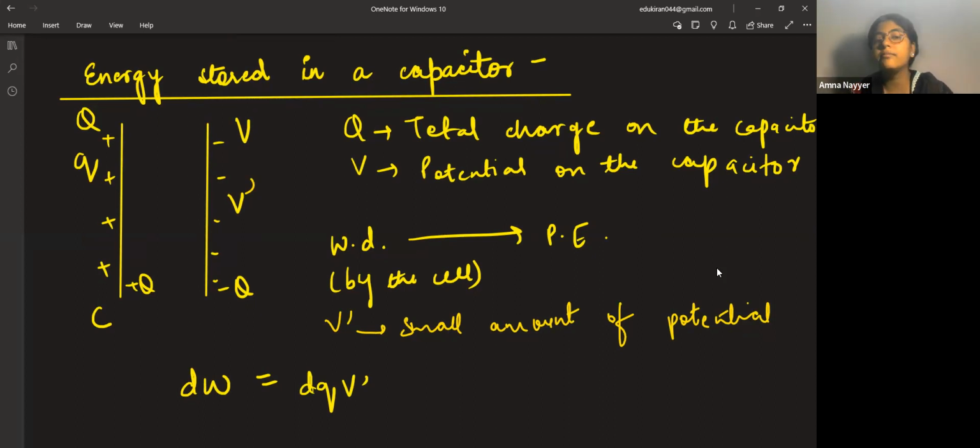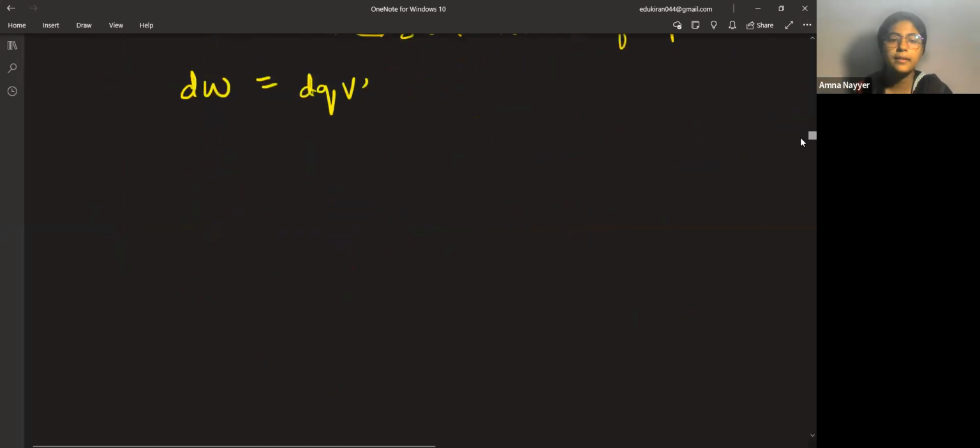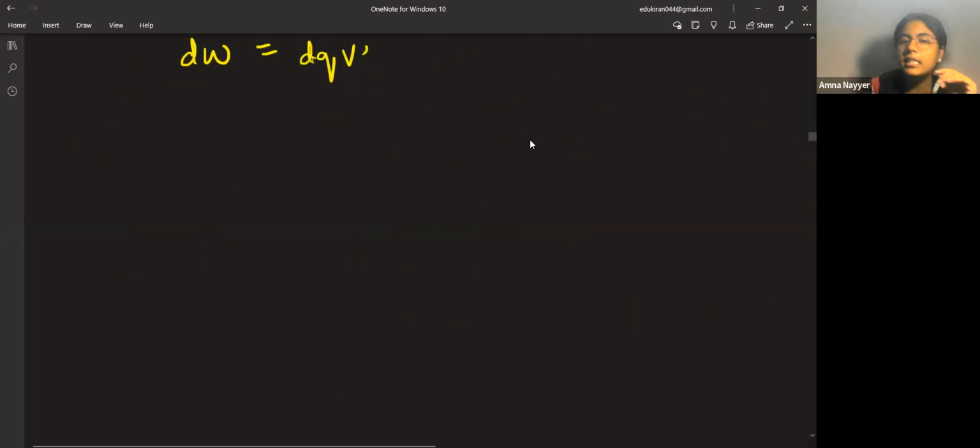Yes, so we have to find out now the energy stored in a capacitor. Let's say Q is the total charge that is stored in the capacitor, and V is the potential between the plates. Work done is actually the potential energy. So the entire potential energy gets stored in the form of work done by the cell. Now coming to this work done. See, work done is charge into potential, right? Work done is charge multiplied by potential.